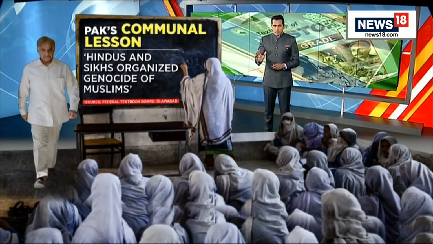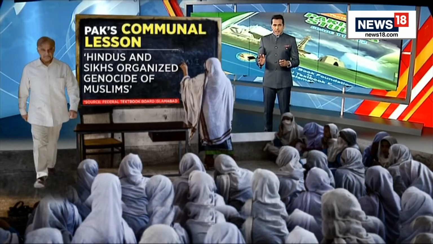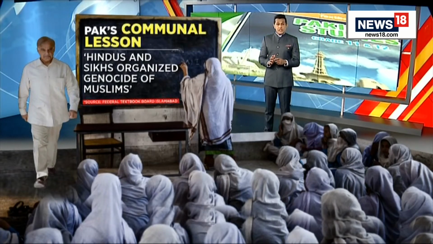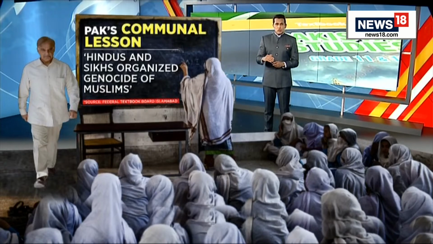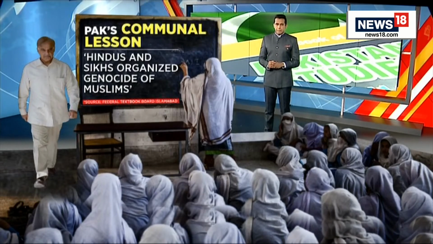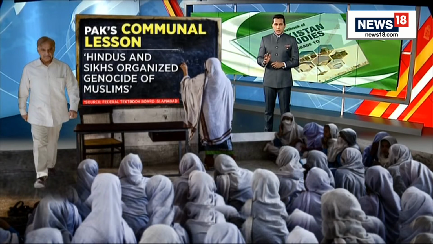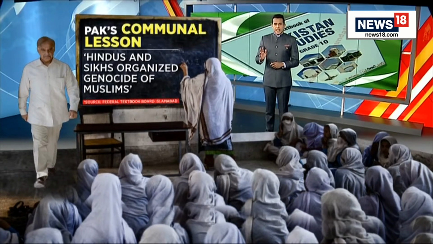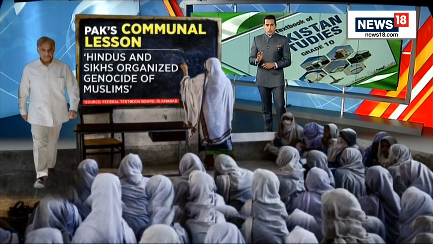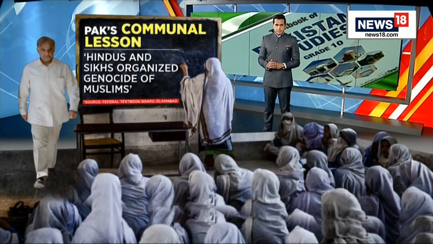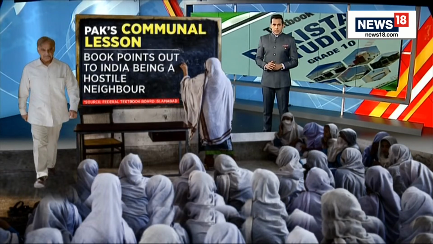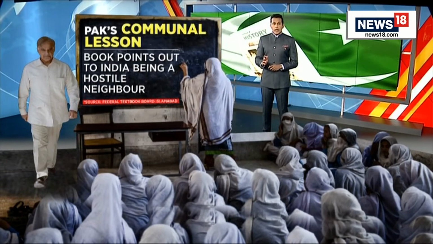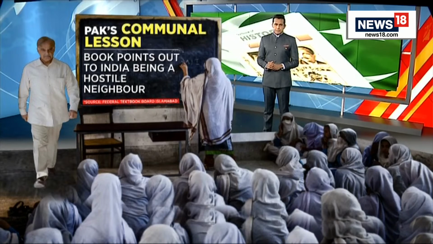Speaking on the Kashmir issue, this is the next one. Pakistan in its textbooks accuses Hindus and Sikhs of organizing genocide of the Muslim population to further their agenda. So what happened on the 22nd of October 1947? However, textbooks don't speak about the number of Hindus and Sikhs killed. In every other chapter, Pakistan points out to India being a hostile neighbor.